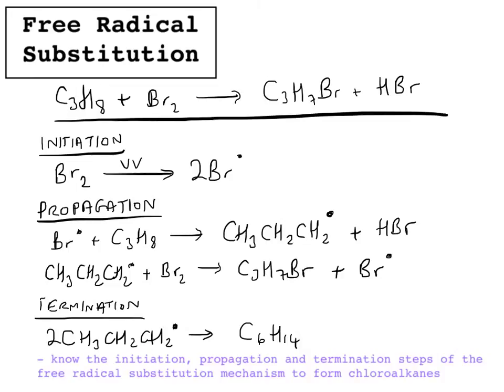So just the one thing to take away from this mechanism is that if you've got more than one carbon in your free radical alkane, then you must draw out all the carbons in a structural formula.